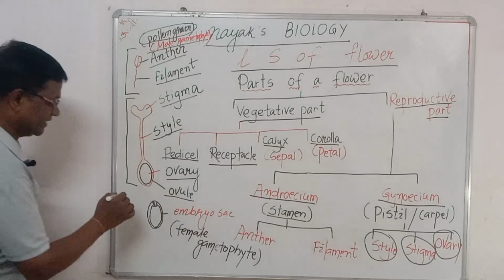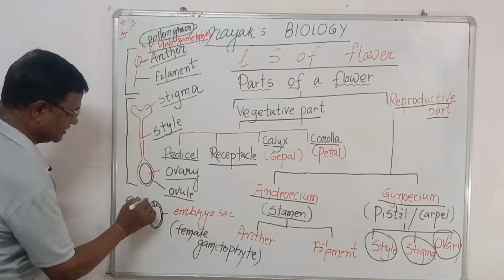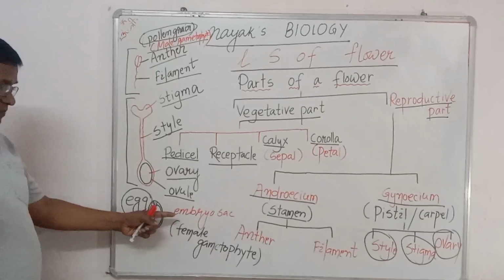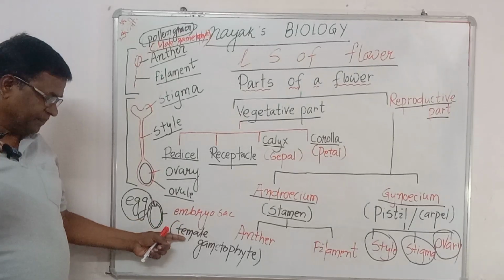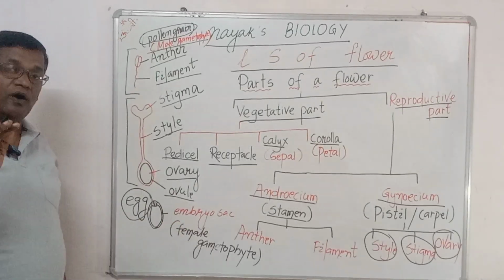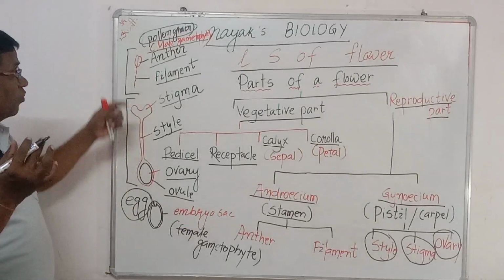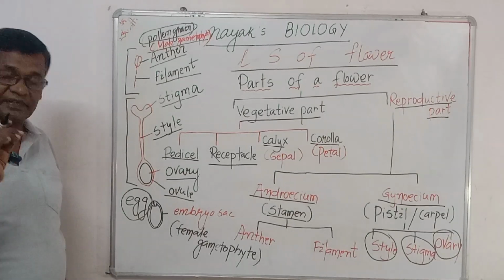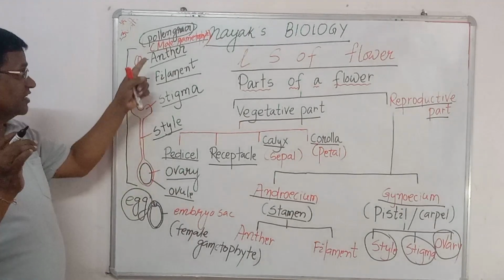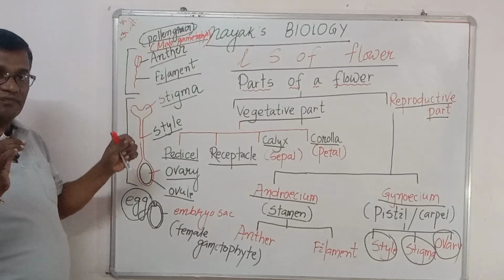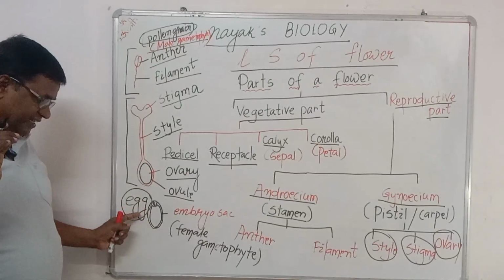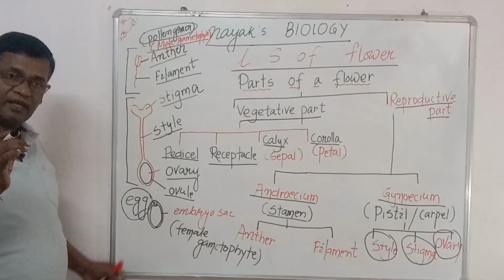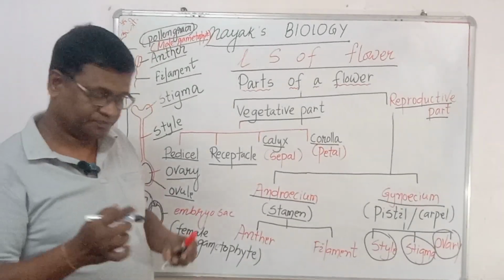What is the female gamete? That is the egg. The egg is a female gamete which is present in the embryo sac, and it is called the female gametophyte. Now we try to understand why it is called the male gametophyte: because it contains the male gamete. Because it contains the male gamete, it is the male gametophyte. Because it contains the egg cell, it is called the female gametophyte. After that, we try to understand more about the female gametophyte.